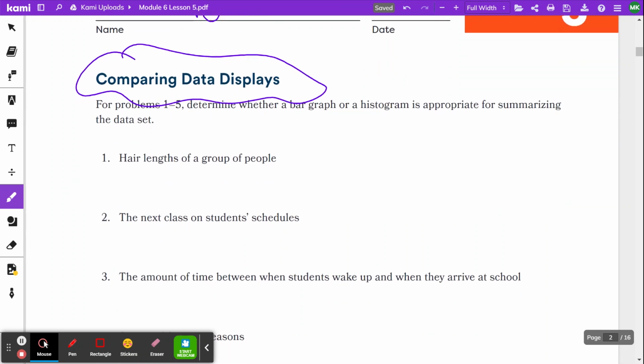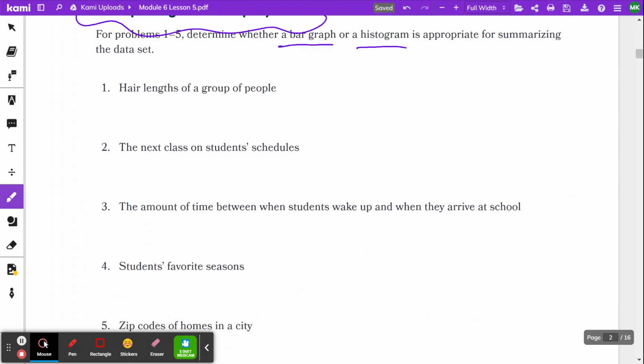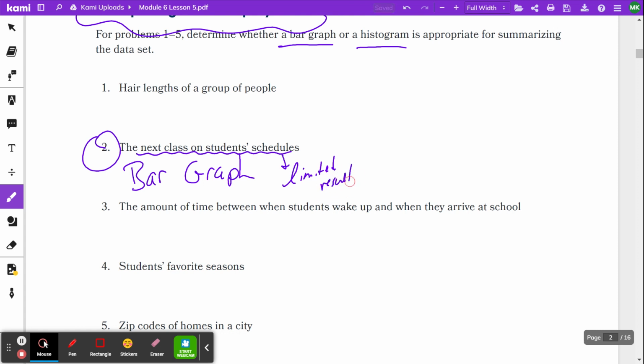Okay, so the first part here is really just talking about whether we should use a bar graph or a histogram. The difference really is, I'll just grab two of these. Here's a bar graph sample, right? And the reason is we're looking at what is the next class on a student's schedule. We're looking at very limited results here. There are only certain subjects you could have: social studies, ELA, of course math, science, and lunch, phys ed, all that fun stuff. So you'll have a bar graph because every kid is going to fit into one of those categories. That's your bar graph.